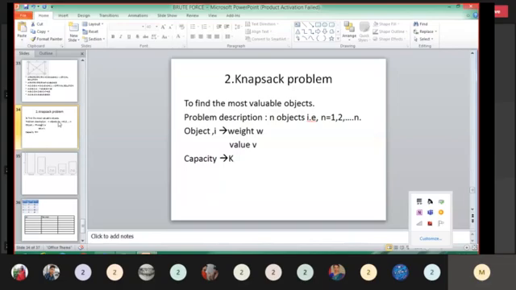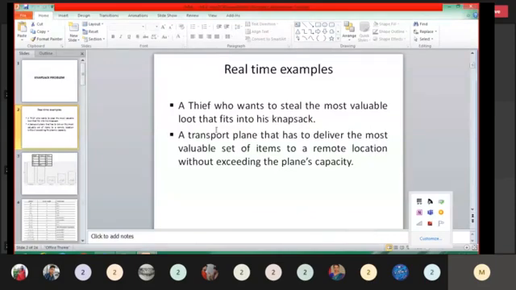The real-time example for the knapsack problem is, consider a thief who wants to steal the most valuable objects to fit into his knapsack. Knapsack is a bag. Consider a thief steals some objects from a home. What he will do, he will find the most valuable objects. This is the real-time example for knapsack.